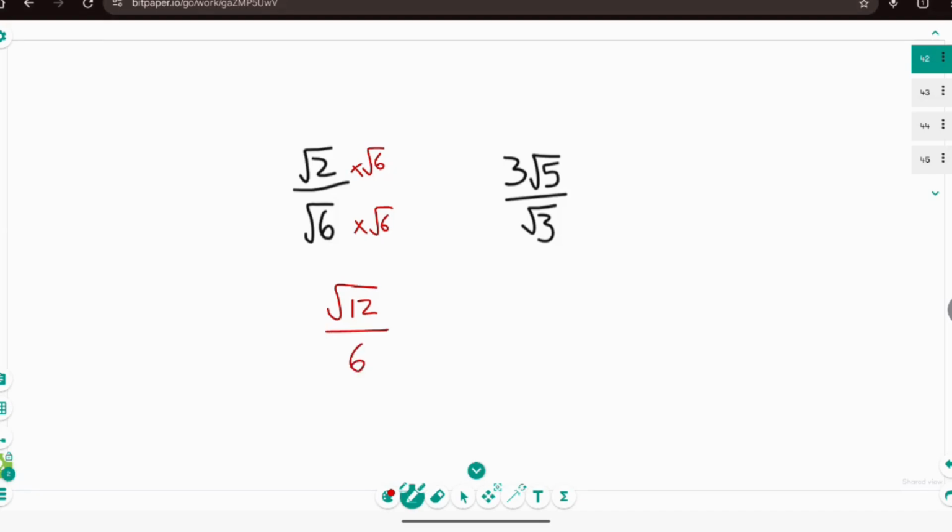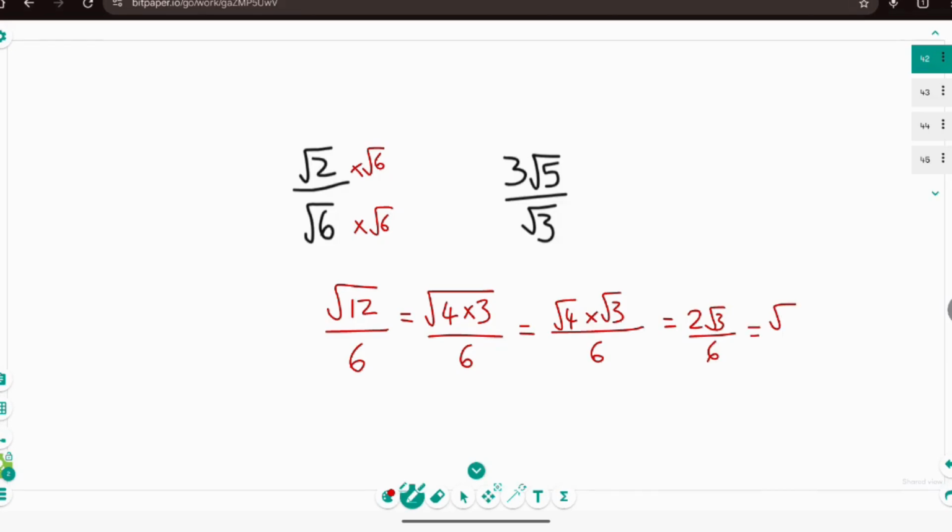So don't forget, always look, can I simplify? Root 12, 4 is the highest square factor of 12. So I can make that into 4 times 3. Square root of 4 times the square root of 3. Square root of 4 is 2. 2 root 3 over 6. You can simplify 2 and 6 by dividing them both by 2, which should give you root 3 over 3.